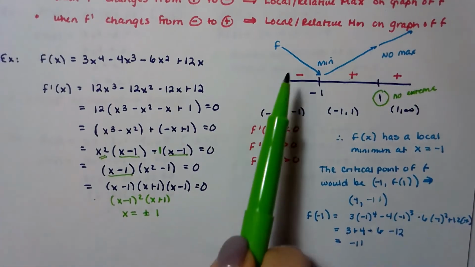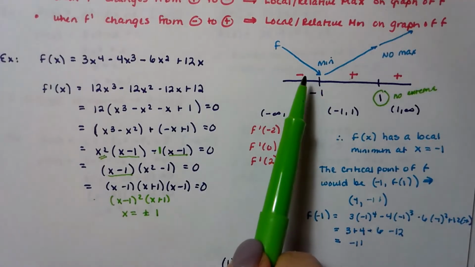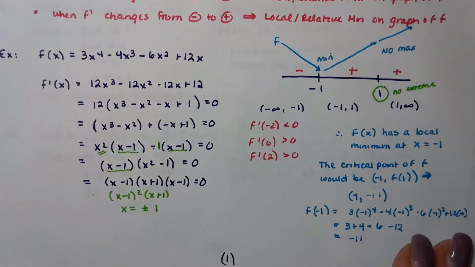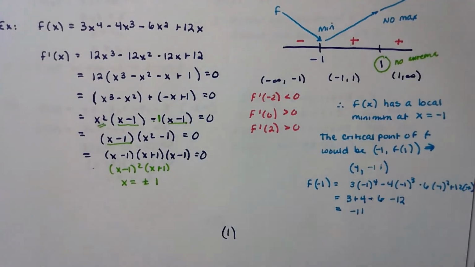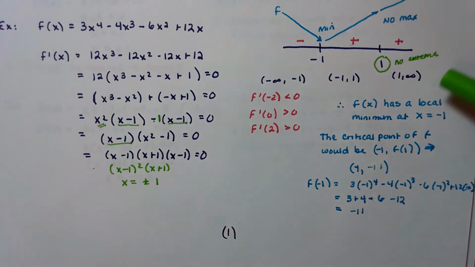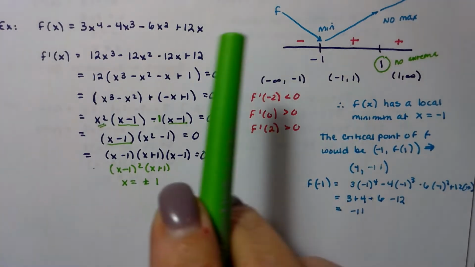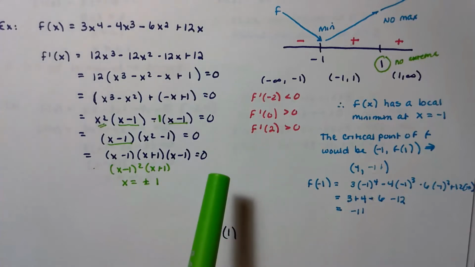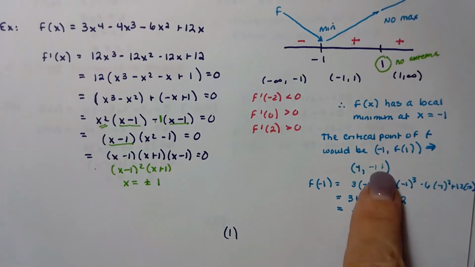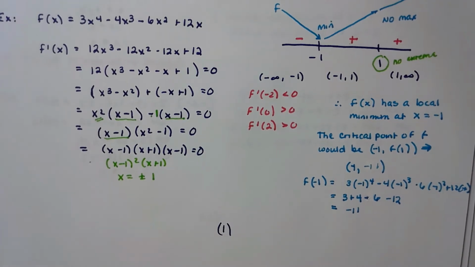But since the sign goes from negative to positive at x equals negative 1, I can expect that the graph of f is going to have a local minimum at x equals negative 1. Depending on what they're asking you, they may be just asking for the x coordinate, so you can state it like I did here. Or they may ask for the critical point on the graph of f. All that means is you take this negative 1 and plug it back into the function. When x is negative 1, I plug it in here, clean it up, and I got negative 11. So at the point negative 1, negative 11 on the graph, I would expect to see a relative minimum.